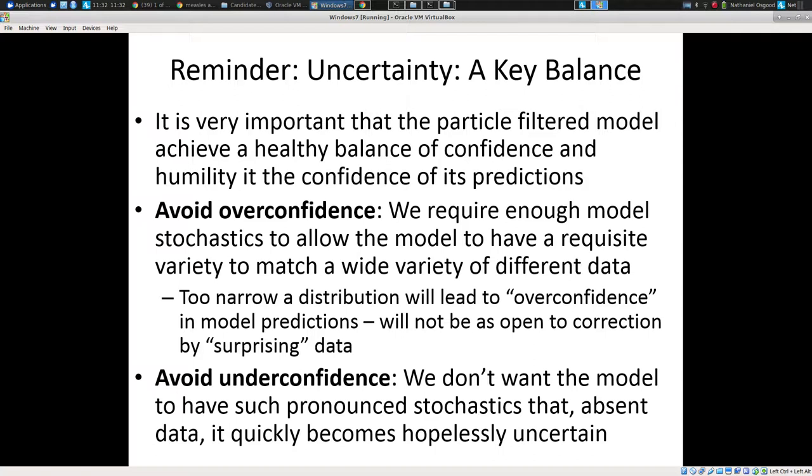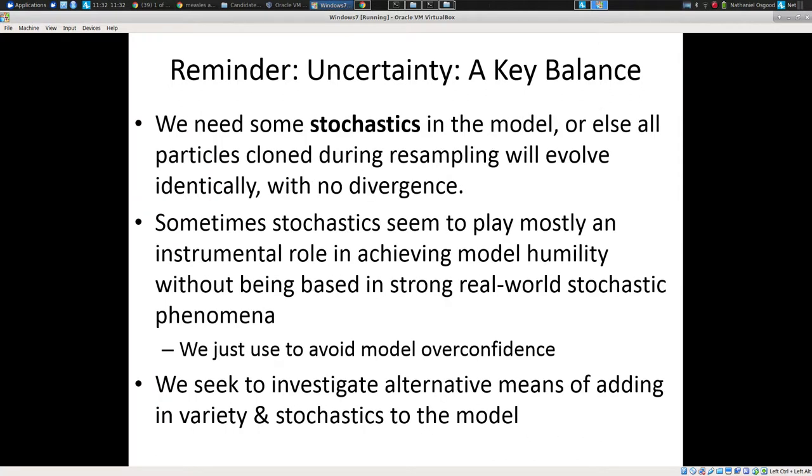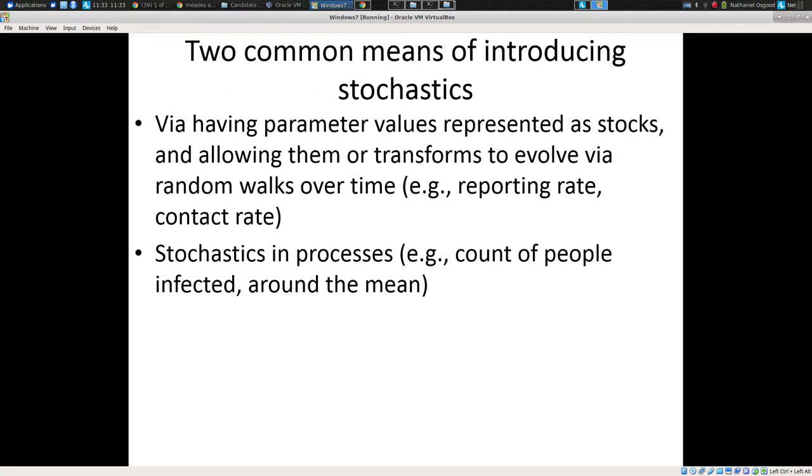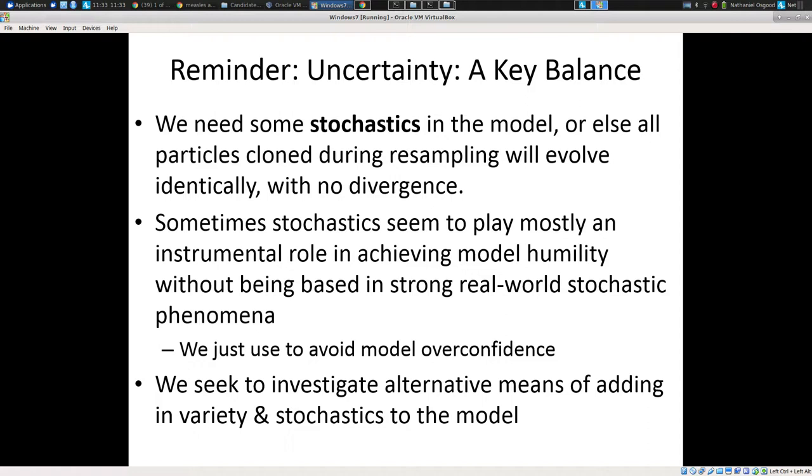So we have to balance this, and there's basically two ways that we end up accomplishing this. One is we have likelihood functions that are wide or narrow. So we can broaden our likelihood function or make it narrow. We can make the model more demanding in terms of what it judges to be an adequate match to the observed data, or less demanding. Secondly, we can introduce stochastics into the model.